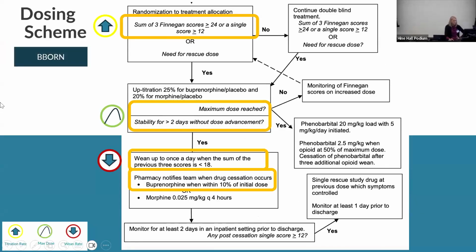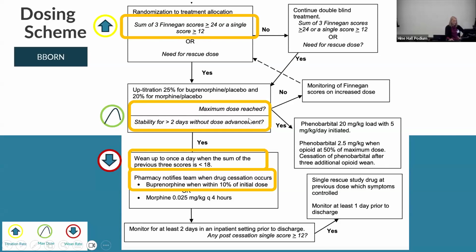So this is our dosing scheme for B-born, and this is pretty involved, but again, these are the key elements of the things that we'll use in our adaptive dose simulations. So when an infant has a sum of 3 Finnegan scores, and Finnegan scores, again, we use NAS scores interchangeably, if they achieve a score greater than or equal to 24, sum of 3, or the current score is greater than or equal to 12, they can up titrate.